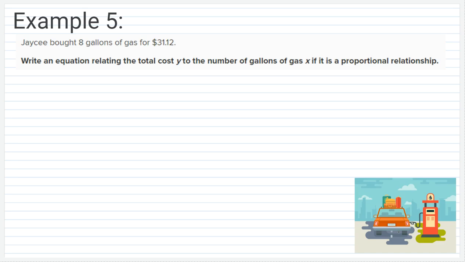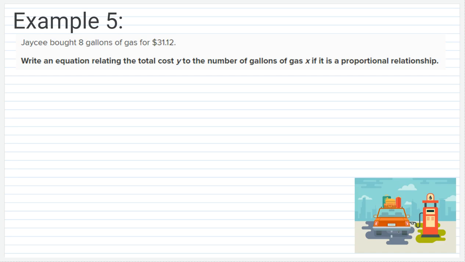All right, so let's take a look at one that we have to do a little bit more work for. So this is example 5, our second one in this video. It says JC bought 8 gallons of gas for $31.12. We're going to write an equation relating the total cost y to the number of gallons of gas x if it is a proportional relationship. Now, again, they're telling us that it's going to be cost and gallons, so y to x.